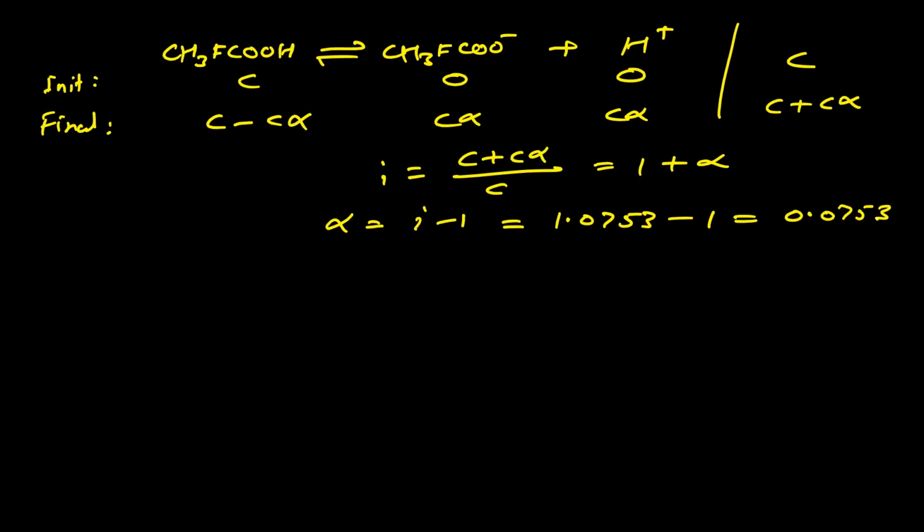Everyone clear about it or not? What I am talking about? Why I need alpha? I need alpha because I have to calculate Ka. Ka is C alpha square. In the question it is asked to calculate Ka. So alpha I got from i, but C is still required. C is molality. So in all such questions, you will consider C as molality.